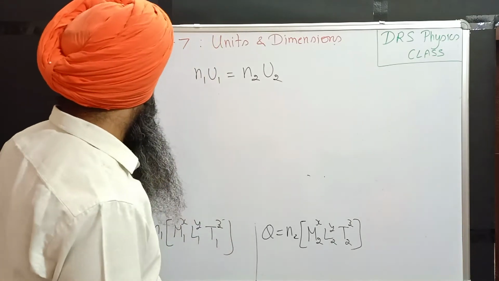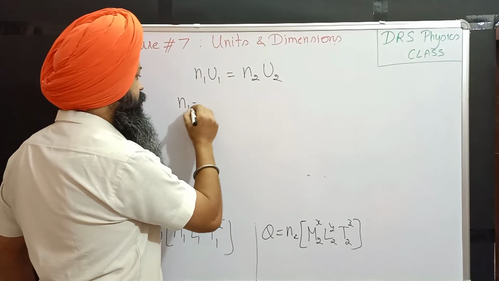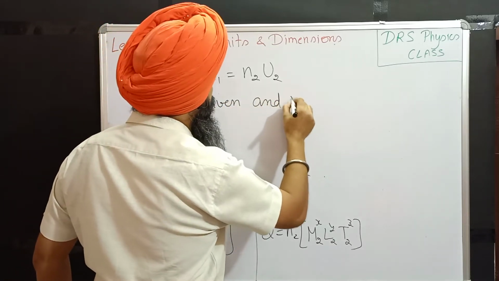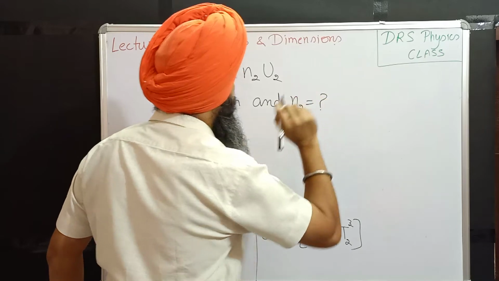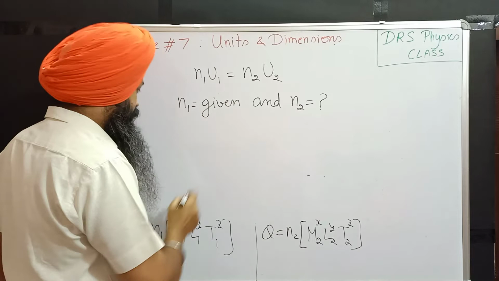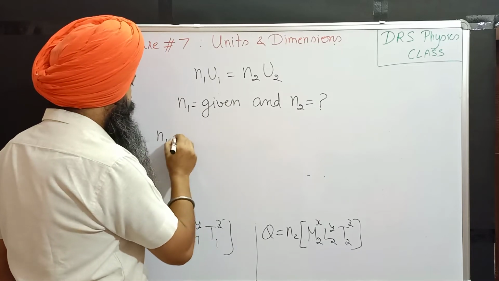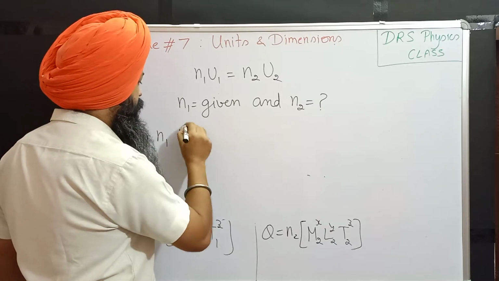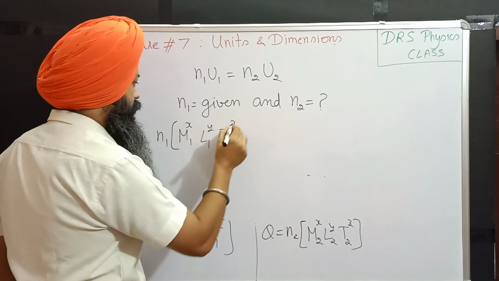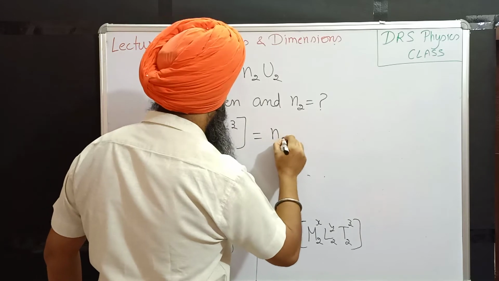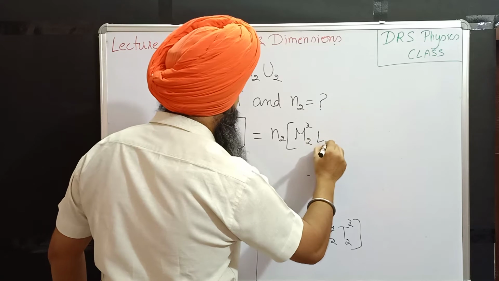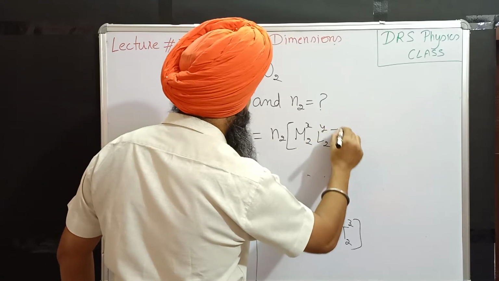So what is the condition here? N1 is given and N2 is to be found. We have to find N2. Okay, we will put these values here. So on the left side we get N1, M1^X, L1^Y, T1^Z. On the right hand side we put these values: N2, M2^X, L2^Y, T2^Z.